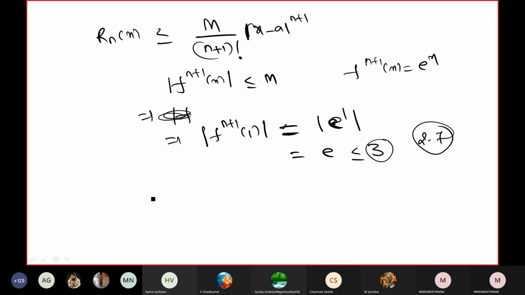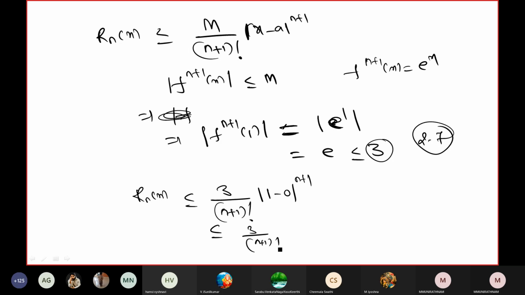So then what is Rn of x now? Rn of x is less than or equal to 3 by n plus 1 factorial into mod 1 minus 0 whole power n plus 1, which is nothing but 3 by n plus 1 factorial. Okay?